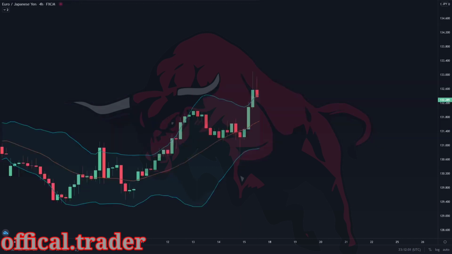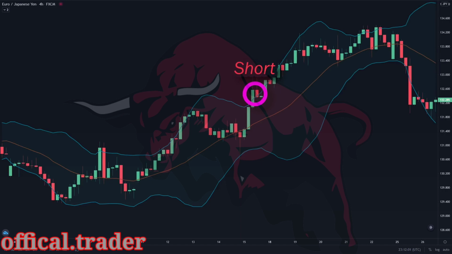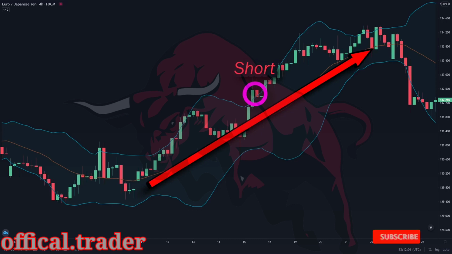So, in this chart, notice that the middle line is heading upwards, meaning that the market is on an uptrend. Now, we can see that the price broke above the upper band. So, if you took a short position here, let's see what happens. The price instead pushes further to the upside and you would lose your money. Because if you are using the indicator as overbought and oversold signals, you are essentially trading against a trend, which is not a good idea.